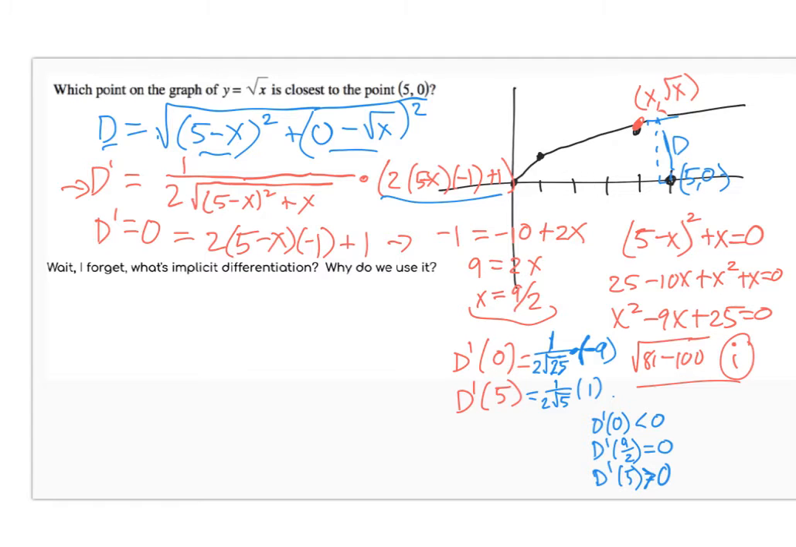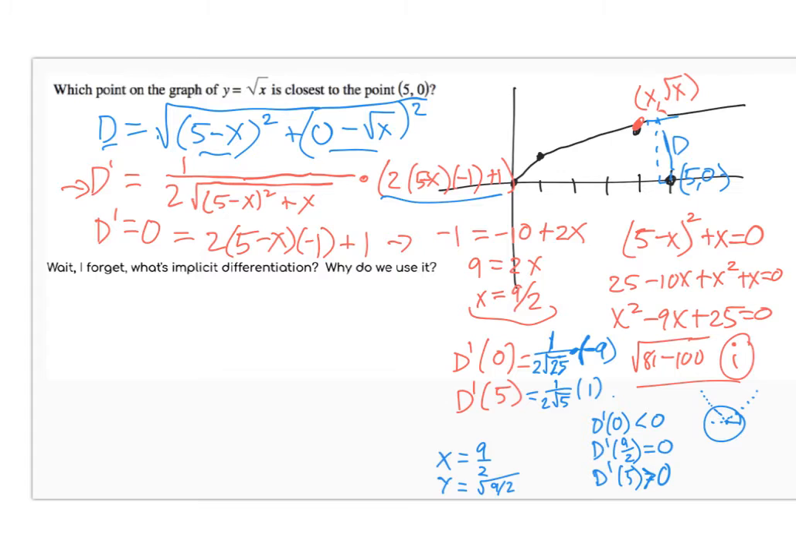Graphically, what this means is that at 9 over 2, we have a horizontal tangent line. Before 9 over 2, we are decreasing. And after 9 over 2, we are increasing. So if we're trying to find the closest point, that's the minimum distance, that's going to be the point where x is equal to 9 over 2. Plugging that into our equation, the y would be the square root of 9 over 2.